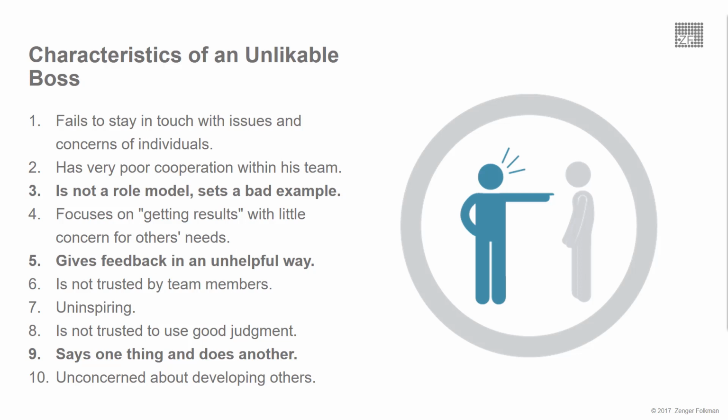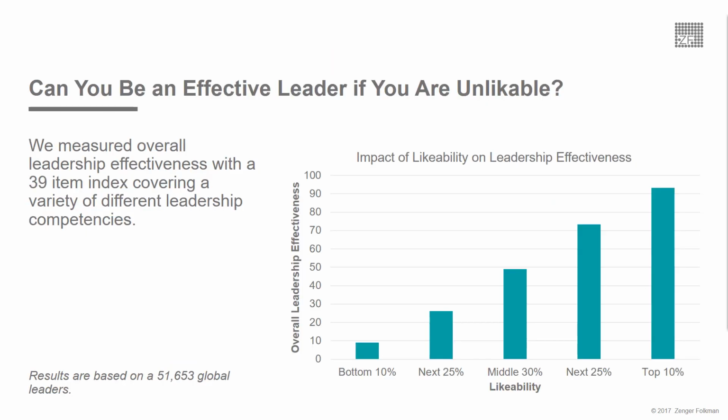Now, the question we mentioned about what's the business case for all this, can you be an effective leader if you are basically unlikable? As you'll see on the left-hand side of the screen, we measured the overall leadership effectiveness with a 39-item index that covered a variety of leadership behaviors. This is based on results from roughly 51,650 global leaders.